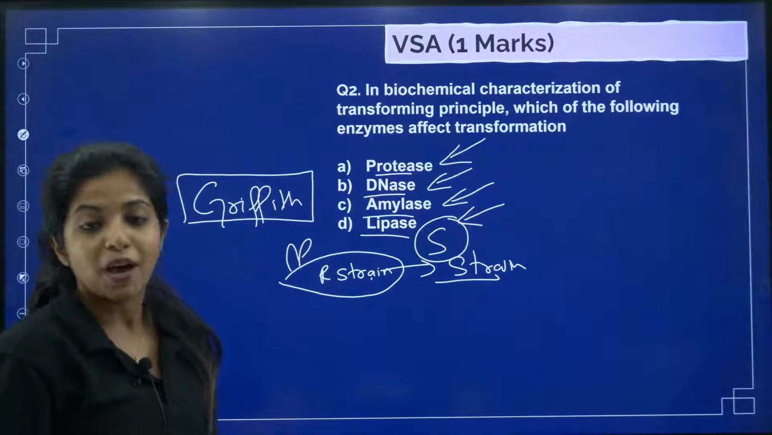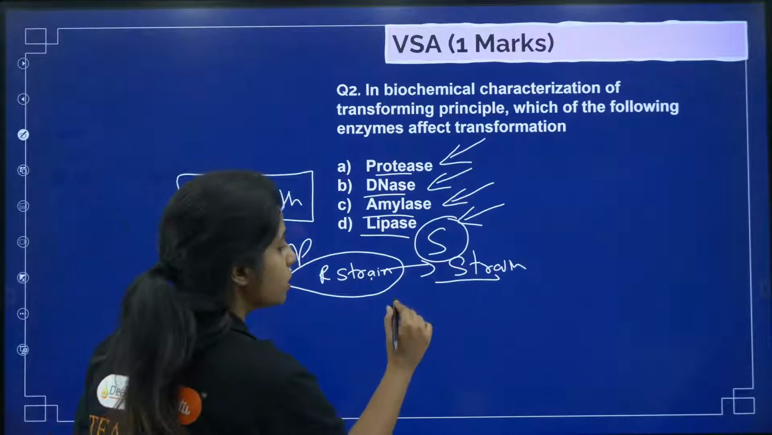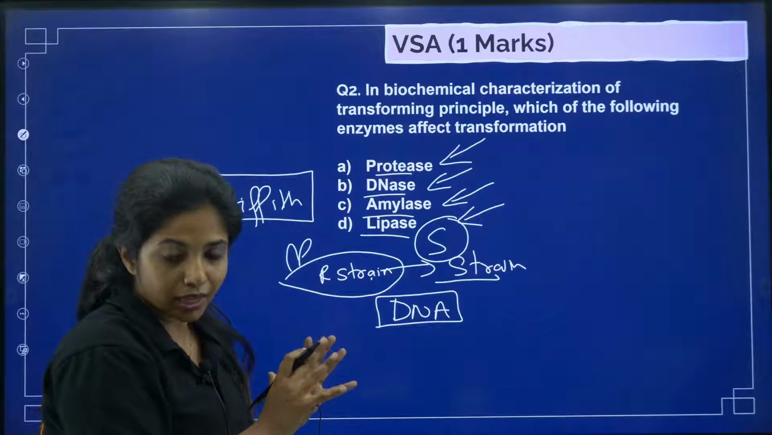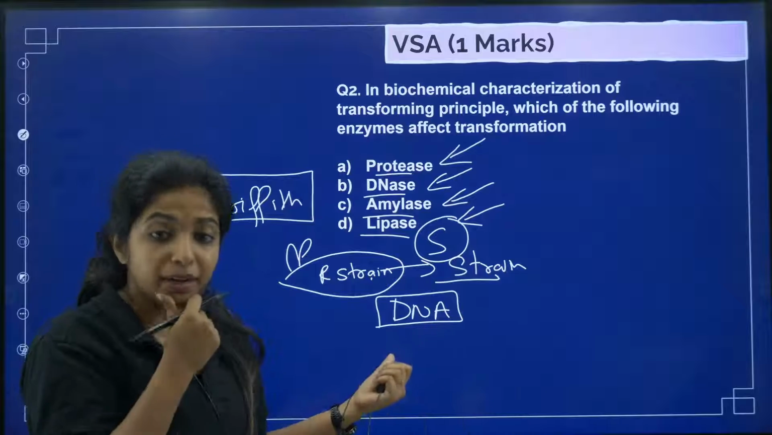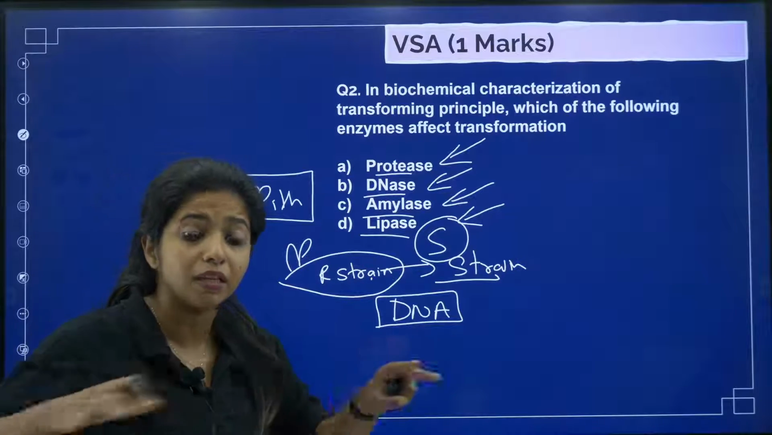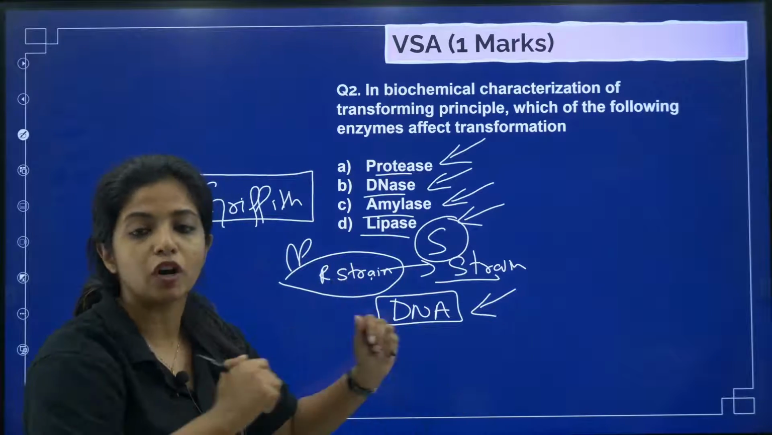It was DNA, because the reason why the R strain was transforming into the S strain was the DNA. The DNA was kind of secure, so when it was passed down, that is when it was getting converted. But when DNase was used, DNase is an enzyme that will break the DNA off. It will come and break this DNA off, hence the transformation would not be happening.